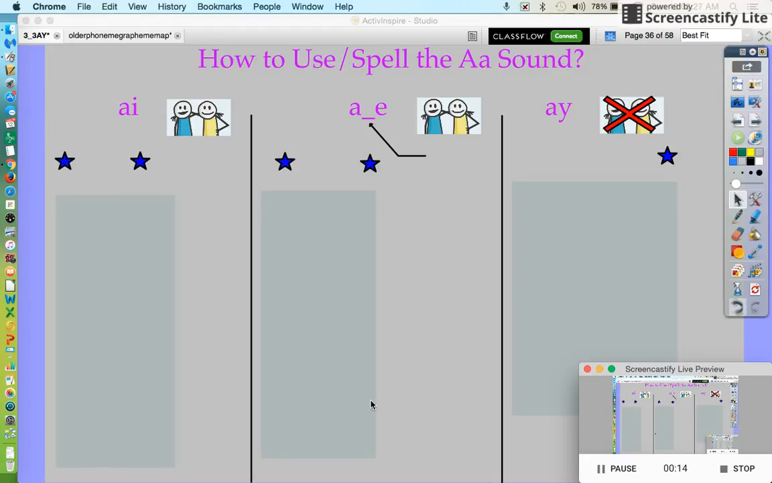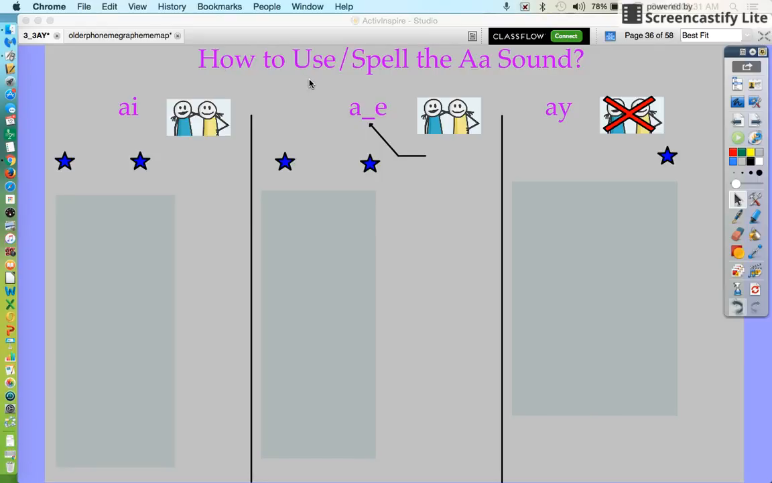All right, so let's get started with the topic, how to use and spell the A sound. This is talking about the long A. We know how to read these, but we need to know also, when do I spell them, okay? And it's a tricky thing.